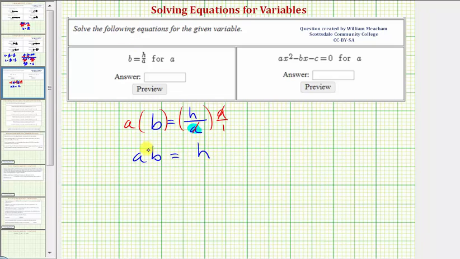Now remember, our goal here is to solve for a. ab means a times b, so to undo this multiplication and isolate a, we can now divide both sides by b. b divided by b simplifies to 1, so we have a equals h divided by b.